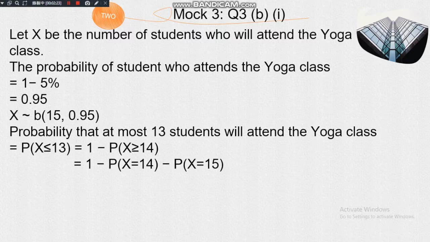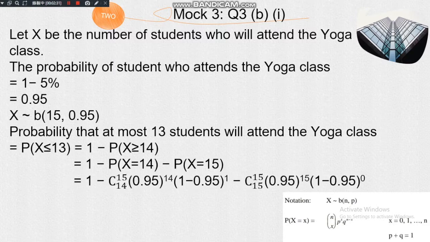Then, to calculate those 2 probabilities, we apply the formula shown on the right hand corner. We have 1 minus 15 combination 14 times 0.95 to the power of 14 times (1 minus 0.95), minus 15 combination 15 times 0.95 to the power of 15. Finally, we can calculate the answer, which is 0.1710.